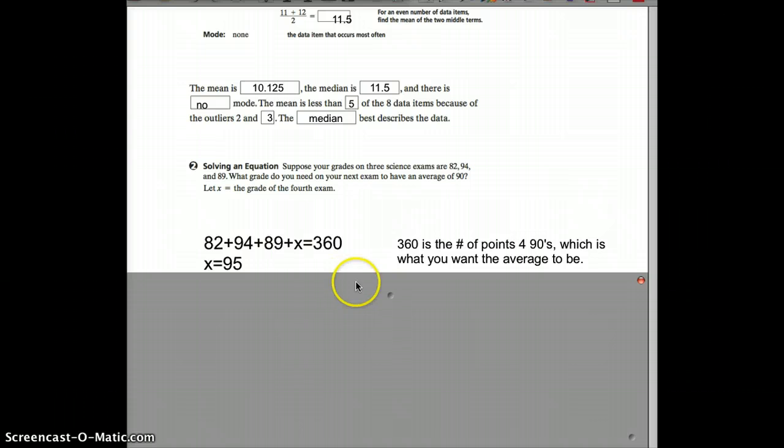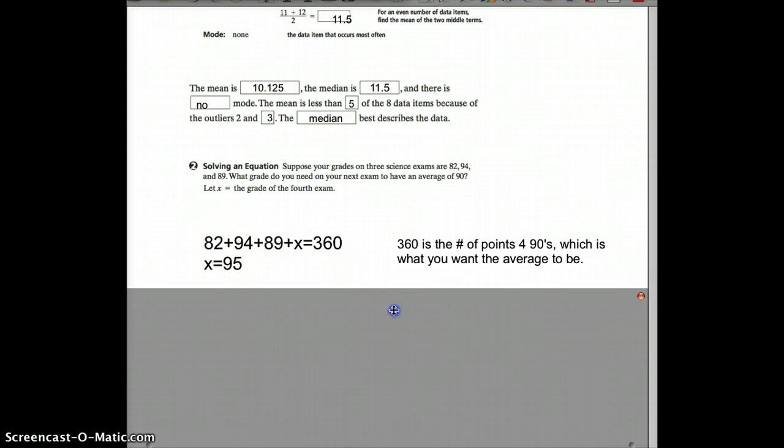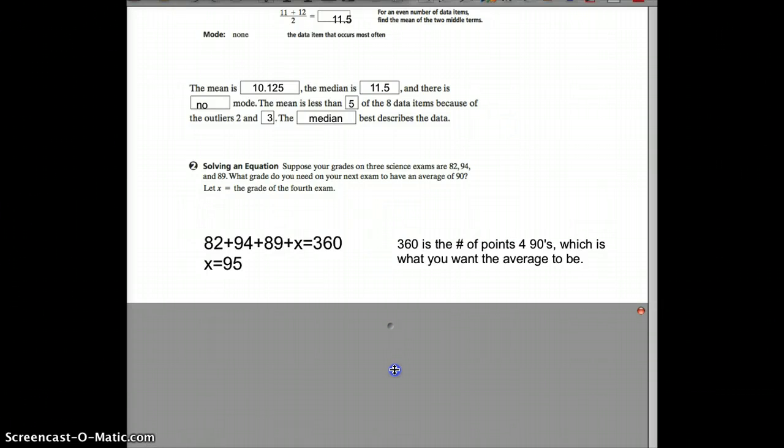This is great to do when you're trying to figure out your class, what you need to get on a big test or a midterm in college. A lot of times they have only a couple tests like that, and so it's really easy to figure out what you need to get in order to get the grade you want.